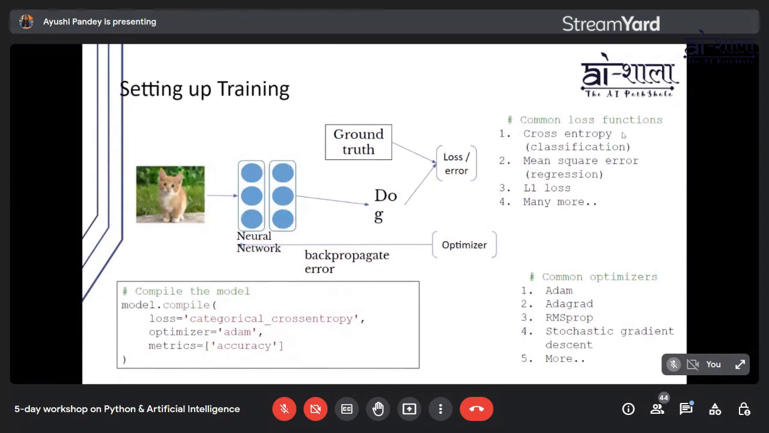These are some common loss functions: cross entropy for classification, mean squared error for regression, L1, and many more. And these are a few optimizers: Adam, Adagrad, RMSprop, stochastic gradient descent, and more. So this is how we compile our model: we add a loss, then an optimizer, using the loss and error to compare against the ground truth, and then metrics.